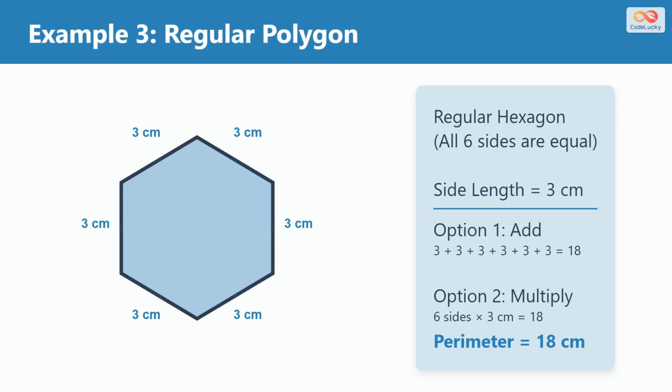Here is a regular hexagon, meaning all 6 sides are equal. Each side is 3 centimeters. You can add 3 six times, or you can simply multiply 6 sides by 3 centimeters. Either way, the perimeter is 18 centimeters.